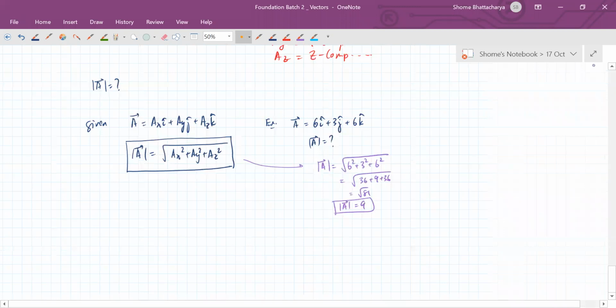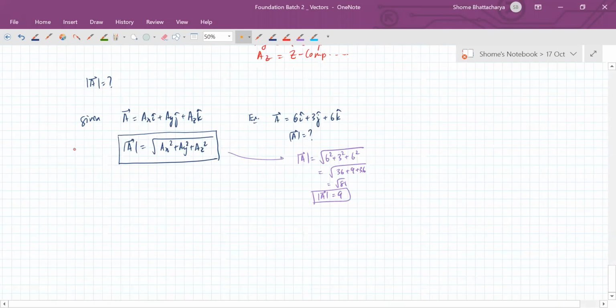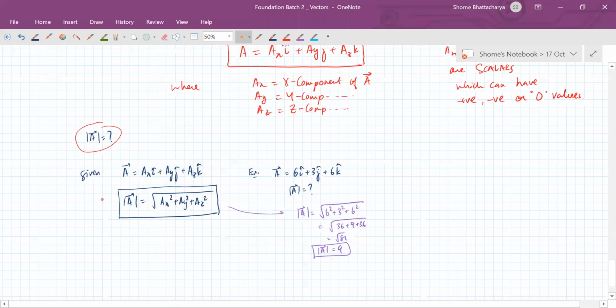So this is the next thing. After you understand component representation, the magnitude of the vector is given by this formula. Again, with the visualization of it in 3D, we'll be able to see why the magnitude is like that. But just note down the formula first.